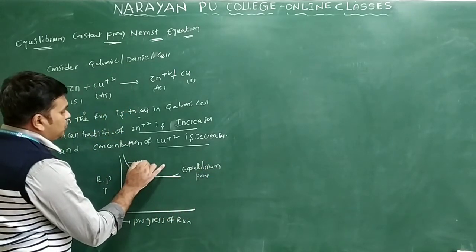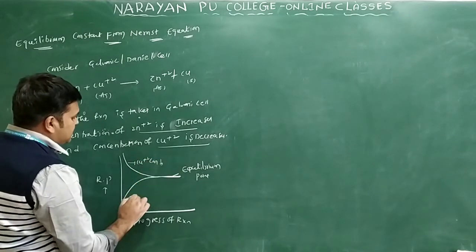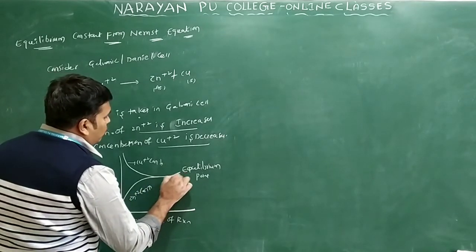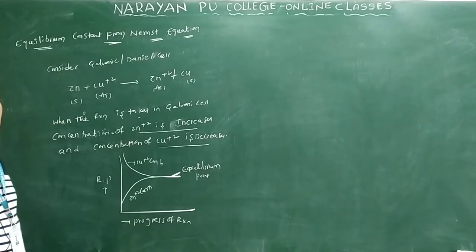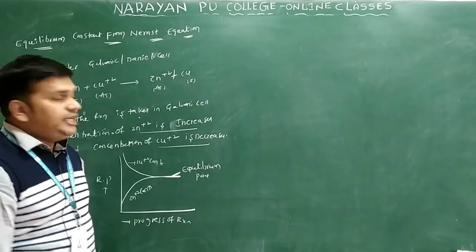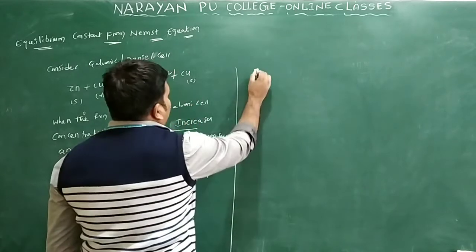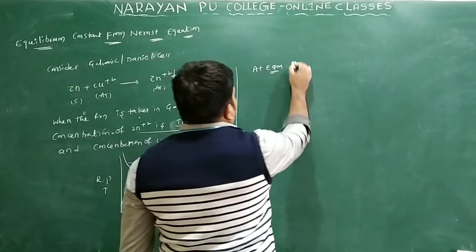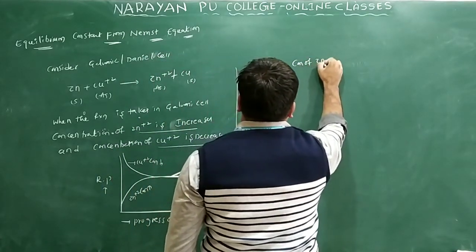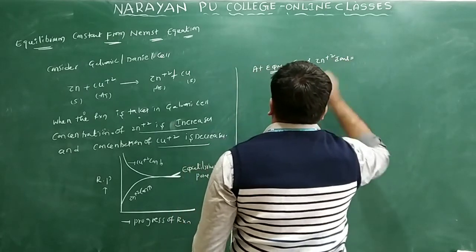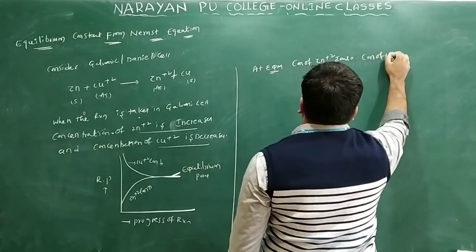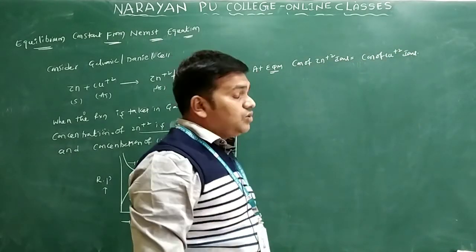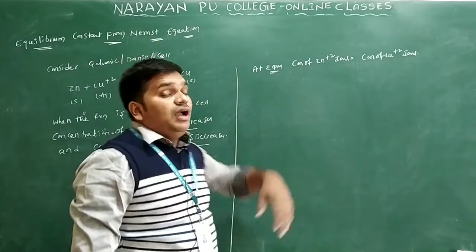This is the Cu plus 2 concentration, which decreases. Here the Zn plus 2 concentration increases. At a certain point, both concentrations of Zn plus 2 and Cu plus 2 are equal only. That we are calling equilibrium only. I will write this one: at equilibrium, concentration of Zn plus 2 ions is equal to concentration of Cu plus 2 ions only.